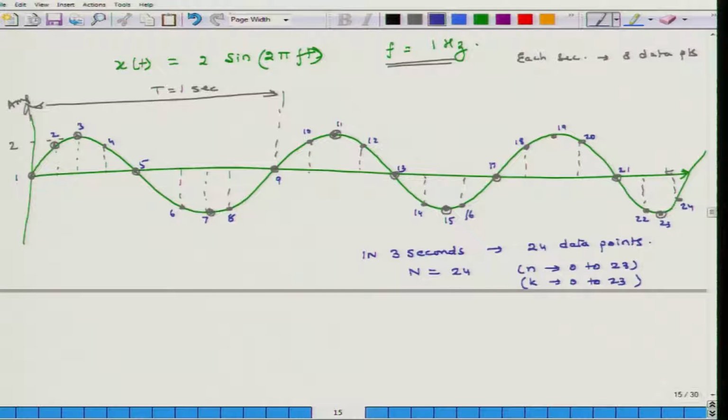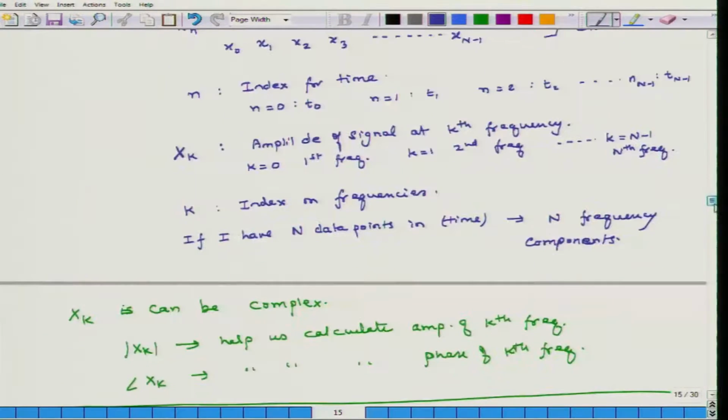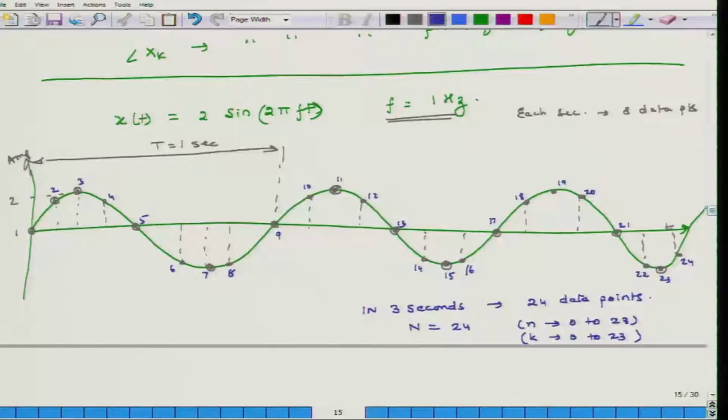In the next class we will learn how to use this relation which we have shown in a practical way. So, that concludes our discussion for today, and we will meet once again tomorrow.